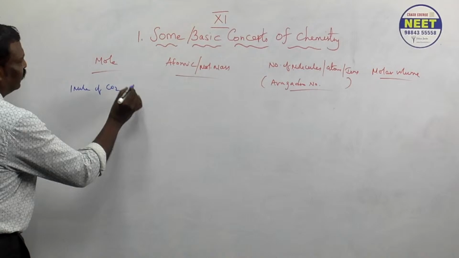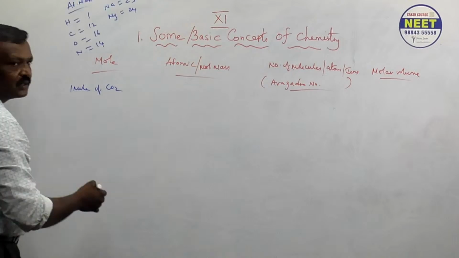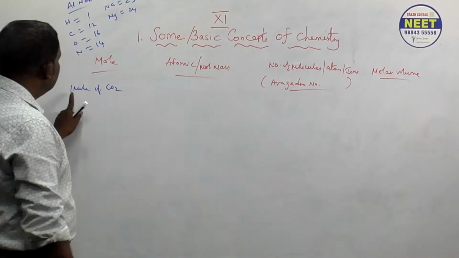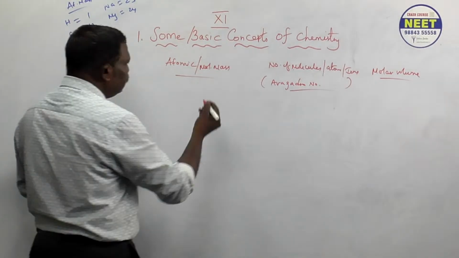See, I want 1 mole of CO2. What is the weight of 1 mole of CO2? How to find out? Carbon is 1 carbon, 12. 2 oxygen, so 32, correct. 12 plus 32, what? 40?